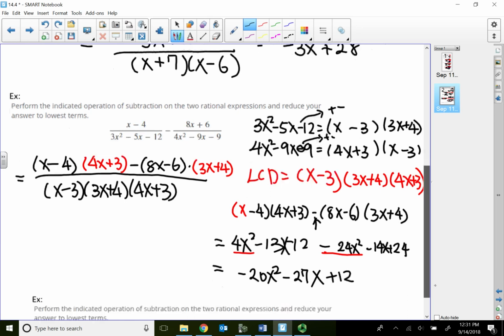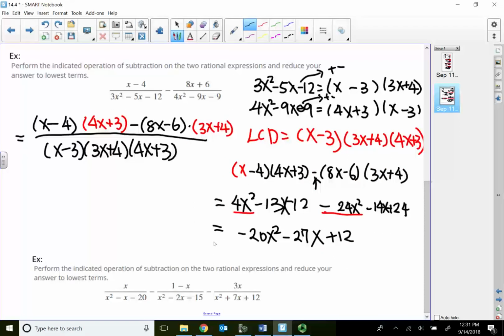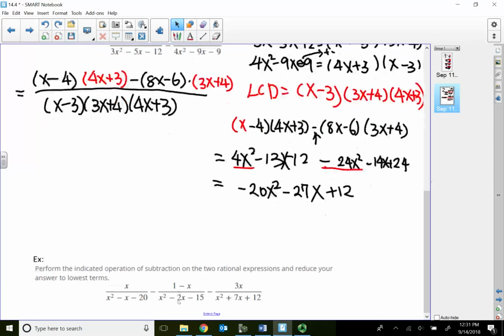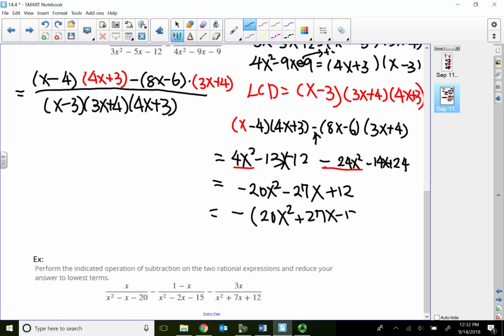So I'm going to try to factor this, because let me see if I can factor this and cancel with whatever I have down here. The first thing I'm going to do is factor out a negative, to make my leading x squared term positive. So that's 20x squared plus 27x minus 12. Let's see if I can factor this.